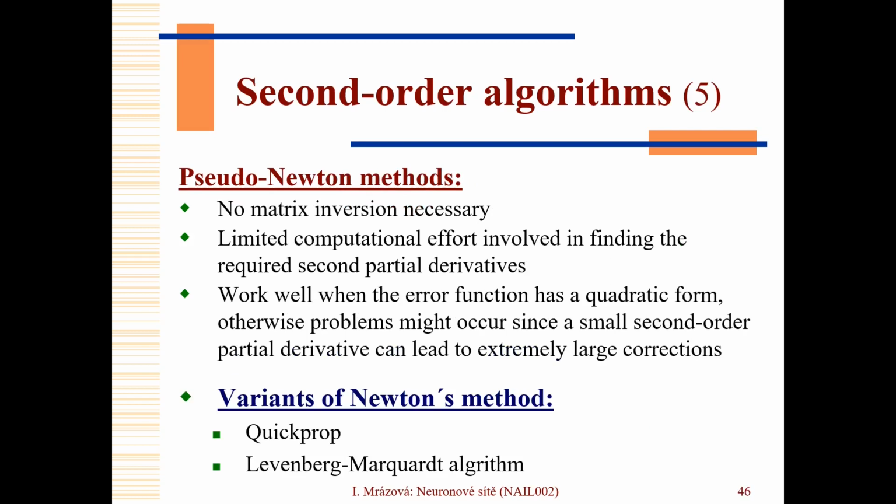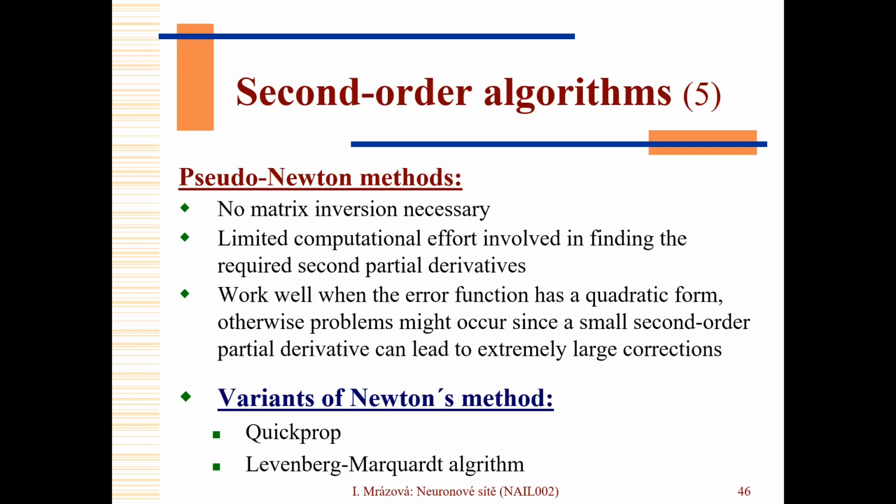These simpler versions of the original Newton's methods thus do not need any matrix inversion. So a limited computational effort is necessary in order to find the required second order partial derivatives. Pseudo-Newton methods tend to work well when the error function has a quadratic form. Otherwise, which is a more usual case, problems might occur since the second order partial derivatives can become small and can lead to extremely large corrections.